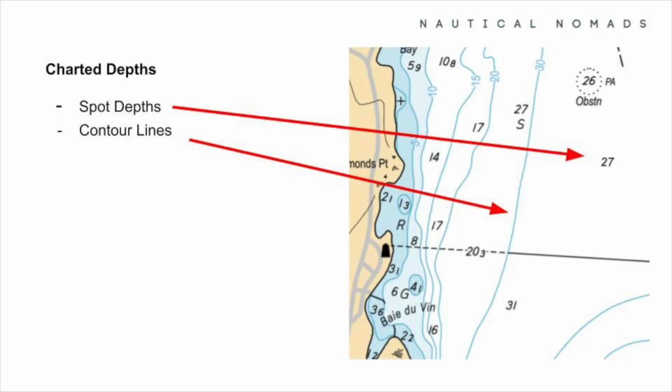Charted depths. When reading a chart, depths are indicated in 2 ways. Spot depths. These are specific numbers, like 27, which indicate the depth below the chart datum. Contour lines. These are lines connecting points of equal depth. The spacing of contour lines provides insight into the seabed's features. If the lines are far apart, it means the seabed is smooth or gently sloping. Closely spaced lines indicate steep or rough terrain.